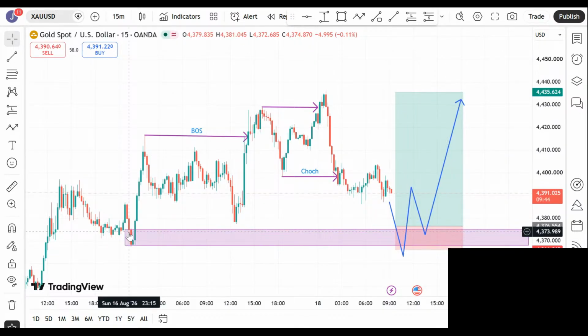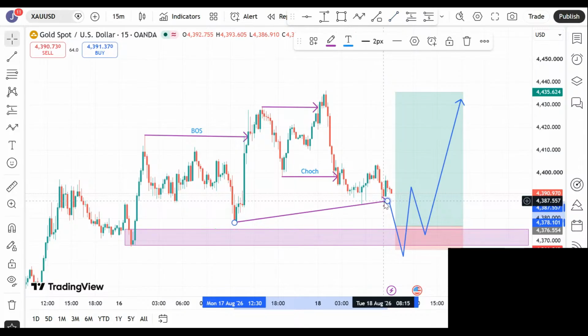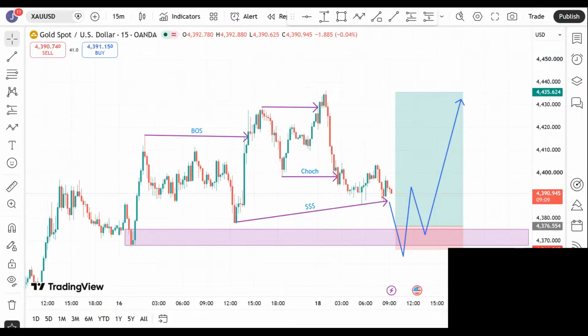So we are waiting for price to tap into this order block for gold. Gold has been bullish, so we are simply looking for buys. Now, if you look at your chart, you will see that all these places are liquidity. This place will be taken as my liquidity. So we'll take that as the liquidity zone.